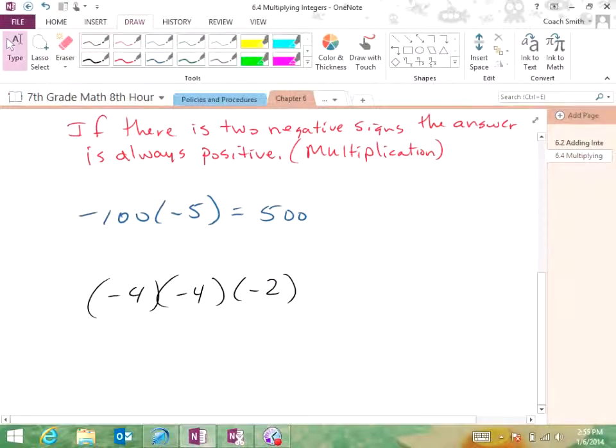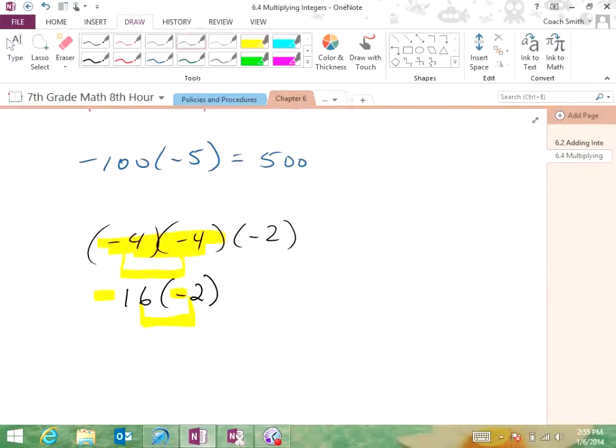So we follow our rules. Multiply negative 4 times negative 4. How many negatives do we have in that problem right here? 2. So is my answer going to be positive or negative? Positive. So that would be positive 16 times negative 2. Now I'm going to multiply these two together. And I have one negative sign. So that means the answer is going to be negative 32.